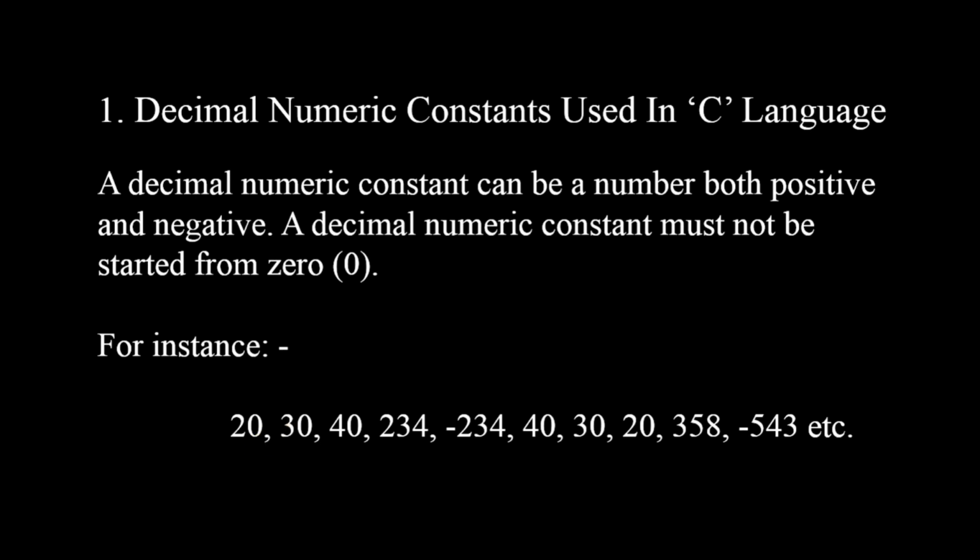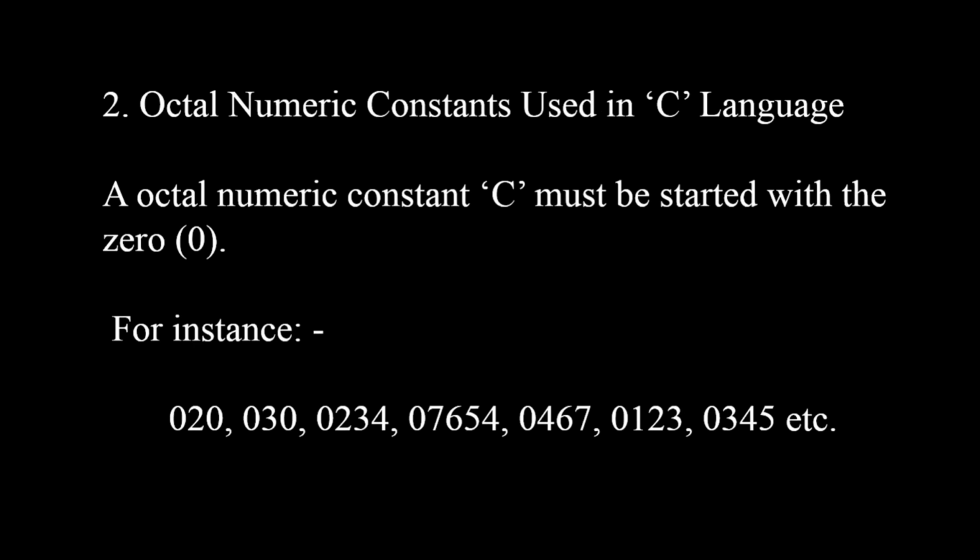So let's move on to the next topic, that is the octal numeric constant. What do we mean by octal numeric constant? The simple answer is that an octal numeric constant in C must start with the 0. It must be started with the 0 value. So here you are seeing that it starts with 0. It is also started with 0. Started with 0, 0 and 0. That's why it is known as the octal numeric constant.